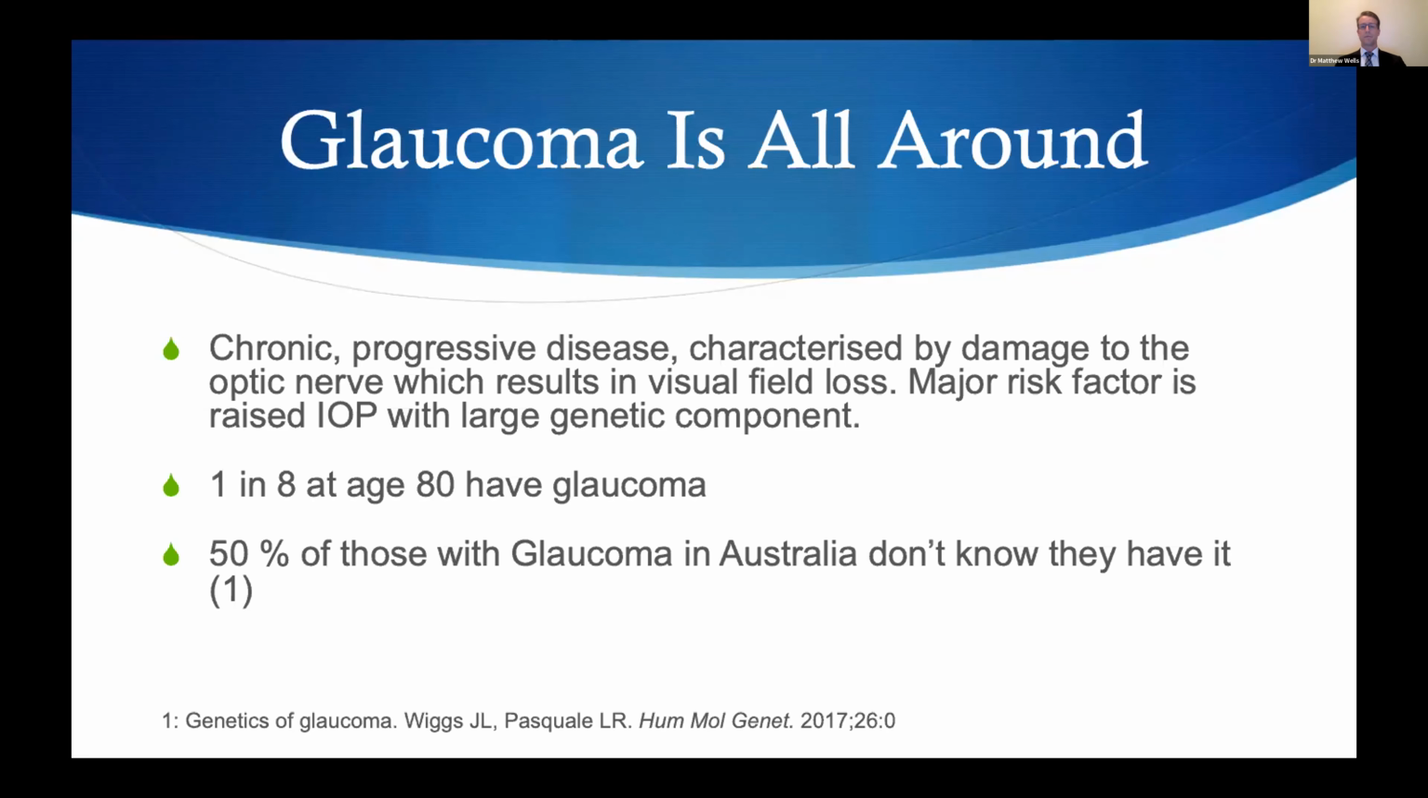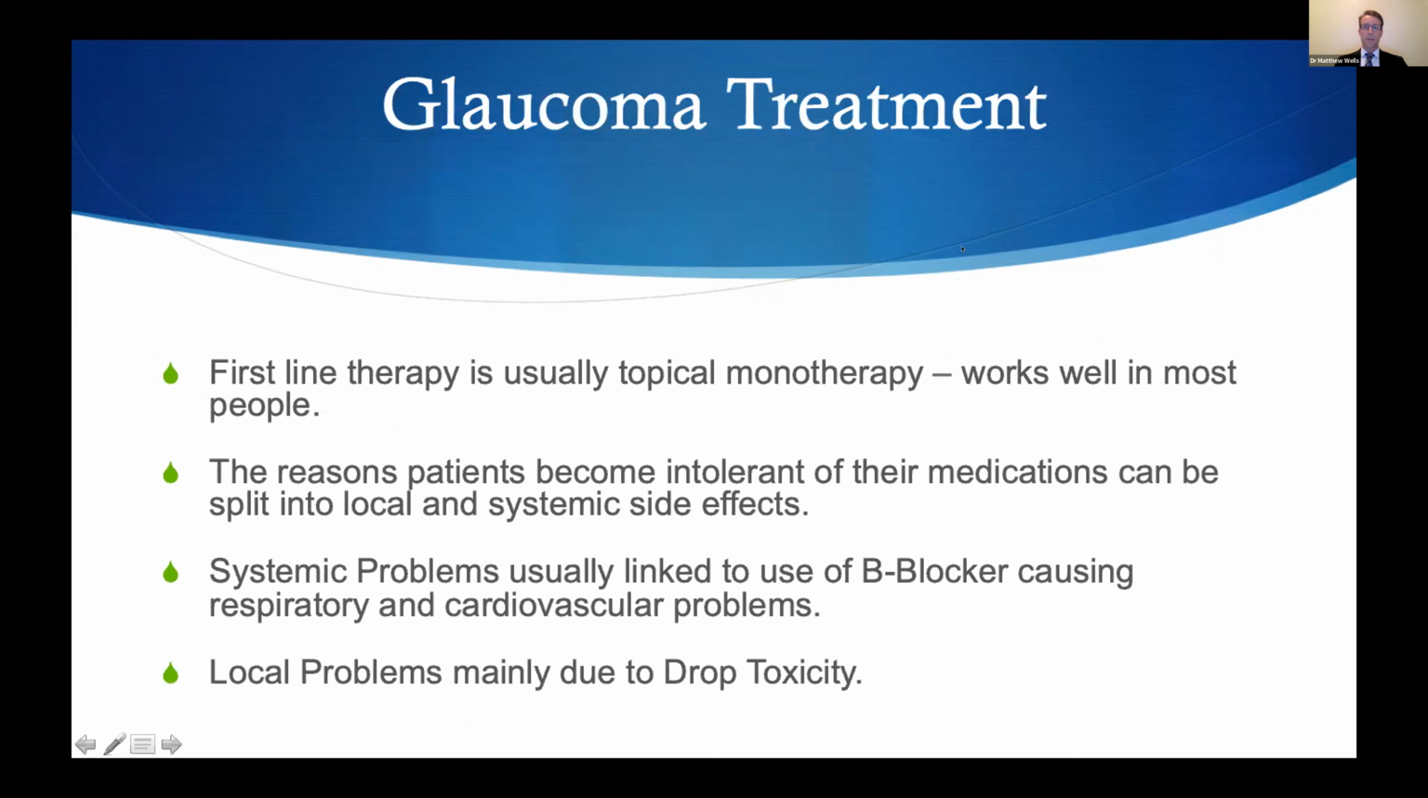It's very, very common. By the age of 80, 1 in 8 people will have glaucoma. And like many of our chronic diseases, such as diabetes, it's largely underdiagnosed. 50% of people with glaucoma don't know they have it. The first line of treatment in glaucoma is usually topical monotherapy. We've got 4 drop classes that typically work quite well. The reasons people become intolerant of their medication usually split into systemic or local side effects.